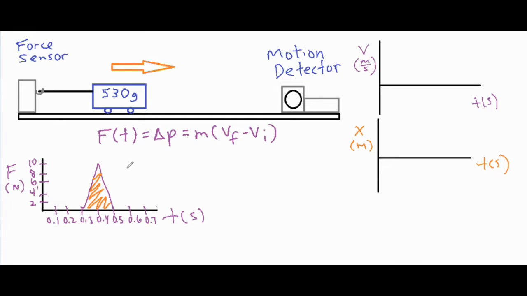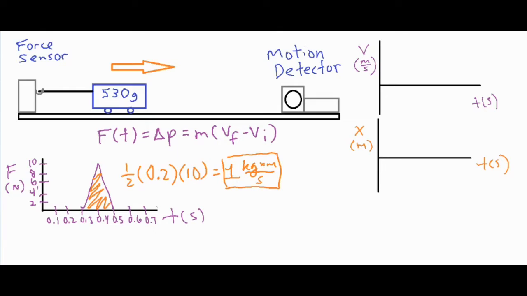So if we go ahead and do 1/2 base times height, we have 1/2. The base goes from 0.3 to 0.5. So technically it's 0.5 minus 0.3. So it's 0.2. And then times the height. And it looks like we have a height of 10 newtons. So we have a nice impulse of 1 kilogram meter per second because 1/2 times 0.2 is 0.1, 0.1 times 10 is 1. So that is our first method of solving for impulse.